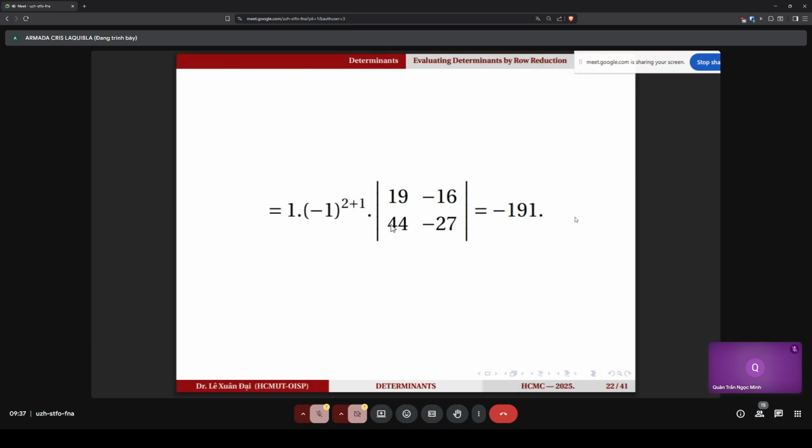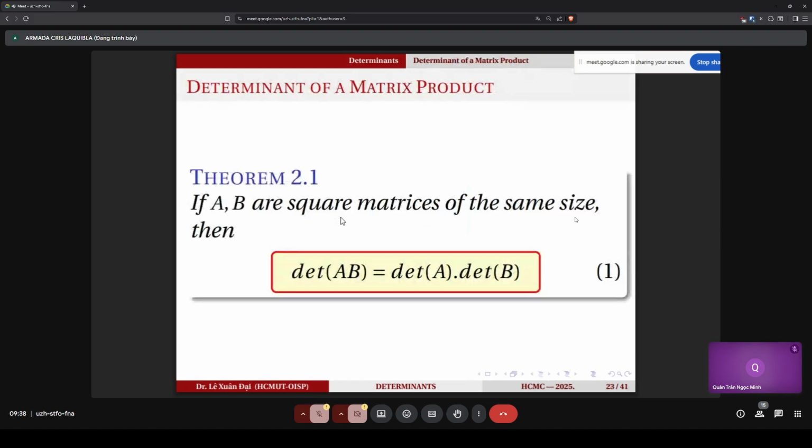Now get the determinant of this. So 19 times negative 27 minus, you multiply 44 times negative 16, so that becomes plus there now. And the result is negative 191. It's negative because this one is a negative number outside, since it's 3, it becomes negative 1 cubed, which is equal to a negative number. And that's it. Next, we have the determinant of a matrix product.